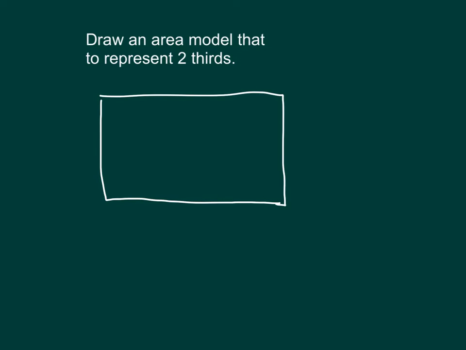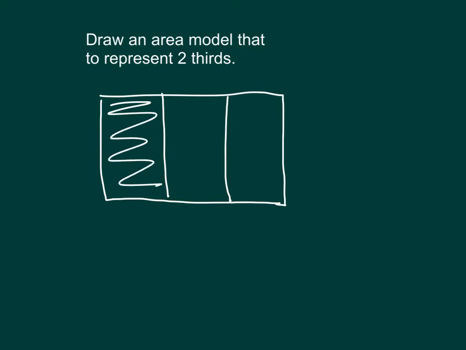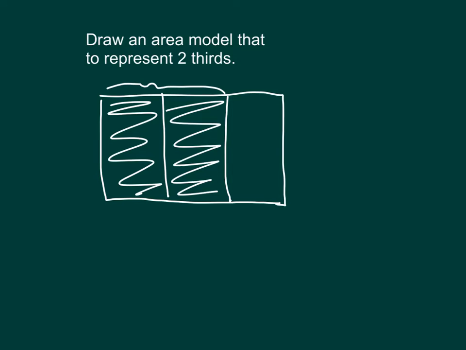It represents 1, divided into 3 parts, and then we'll shade 2 of those parts so that we have 2/3. Next, we're asked to draw 3 horizontal lines across the area model. Do so.